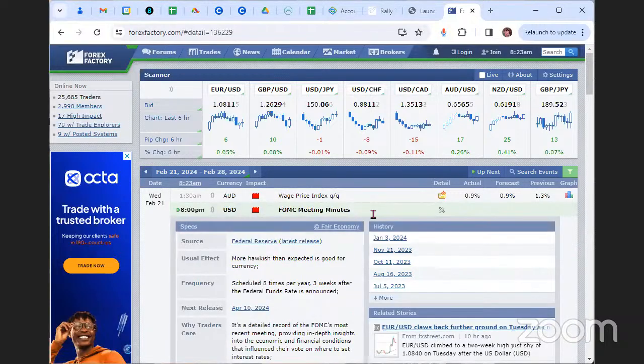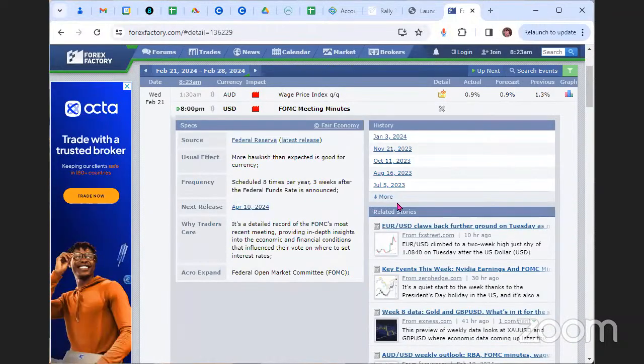For those who do not know, the FOMC meeting minutes are a detailed record of the FOMC's most recent meeting, meaning that this meeting has already been held. We're just going to be seeing the minutes of the meeting. So we may not see a major impact, but there would be some impact in the market.